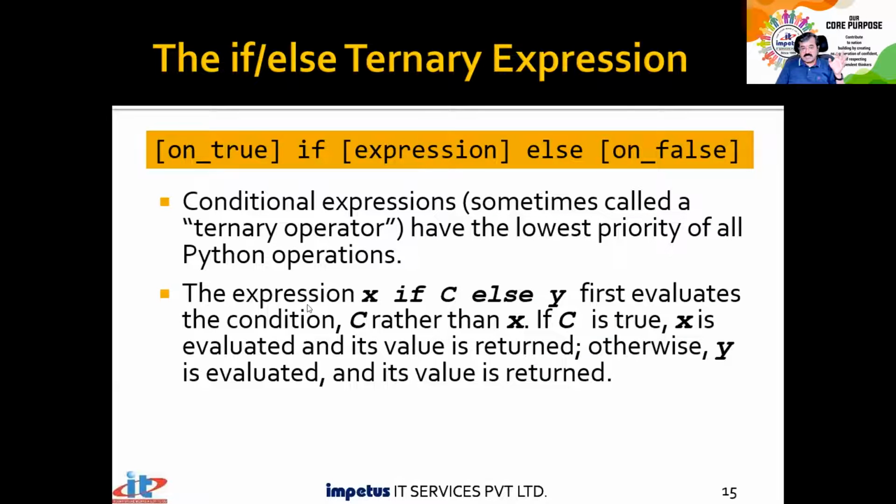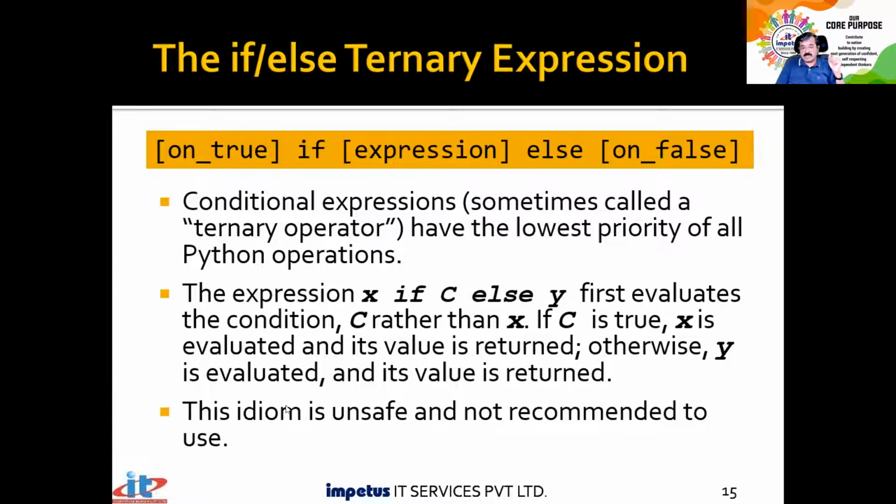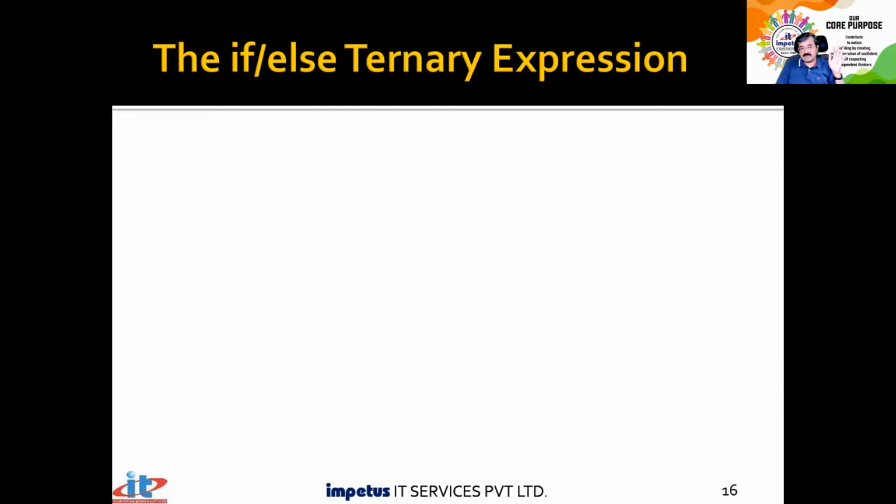So the expression is X if C, that means if the condition is true, the expression is X, else it is Y. First evaluate the condition C rather than X. That means if the expression is true, this will be evaluated, and if the expression is false, the else part will be evaluated. If C is true, X is evaluated and its value is returned. Otherwise, Y is evaluated and its value is returned. So this statement will explain what it does. The idiom is unsafe and not recommended to be used. There are a lot of chances of errors, so we'll not use it.